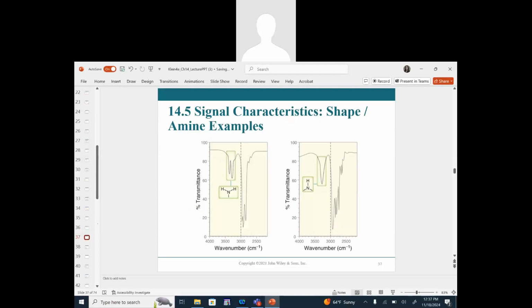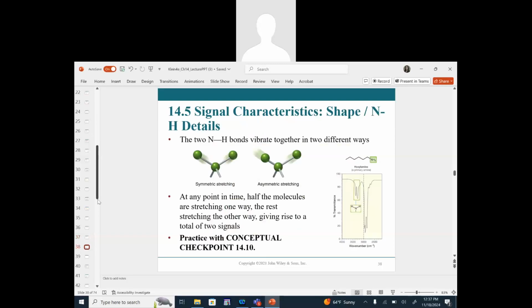What we have on the left is going to be a primary amine, and what we see on the right we can call a secondary amine. So let's quickly review why. The nitrogen is bonded to one R group in our primary amine. It's bonded to two R groups in our secondary amine. So we have two NH bonds here, and then we have one NH bond in our secondary amine. Let's see the rationalization behind why we see either one or two signals.